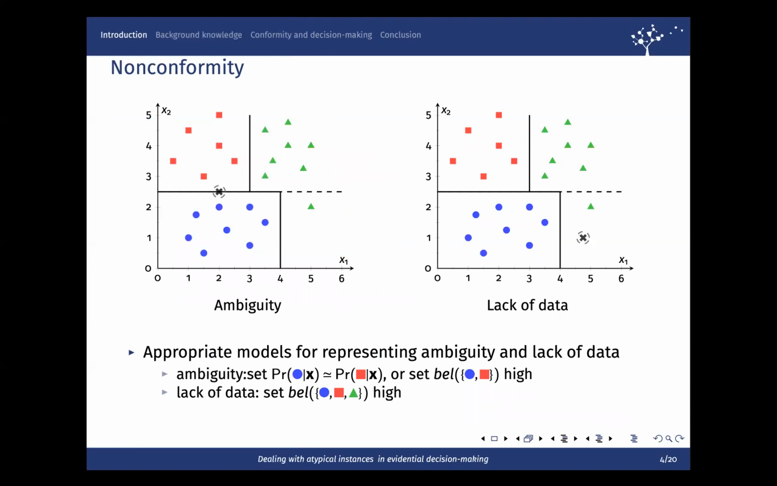Let's talk about the various kinds of uncertainty which we can encounter in cautious classification. Basically, we may mention ambiguity when a test instance falls between two classes. We may also mention the lack of data. In some regions of the space, we do not have many training data, and we cannot classify a new test instance with high certainty. These two kinds of uncertainty can be handled by using appropriate frameworks and models for representing ambiguity, for instance, or lack of data.